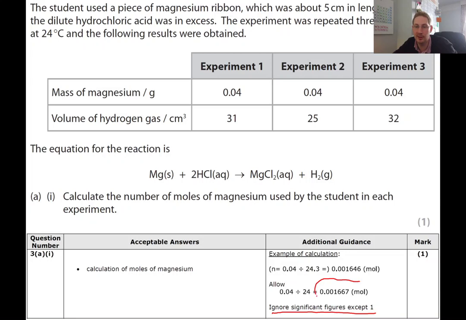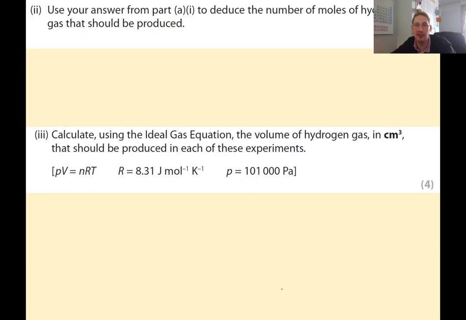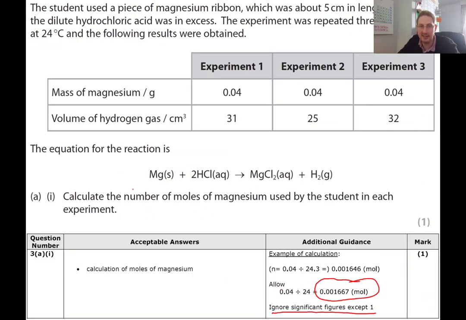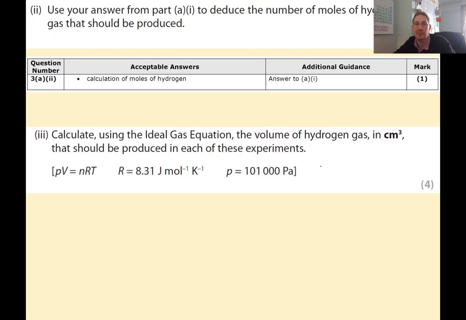You hopefully got an answer of something in the region of 0.001667, or if you're using the more accurate number, the value above. Use your answer from part A1 to deduce the number of moles of hydrogen gas produced. It is clearly just a 1-to-1 ratio, so it is just the same number.